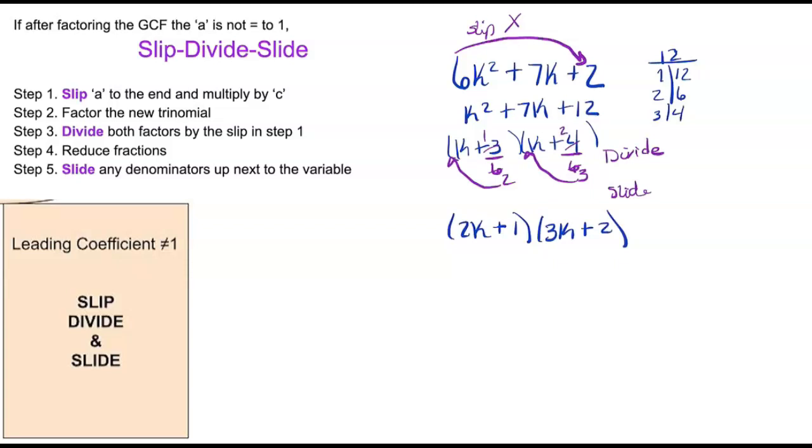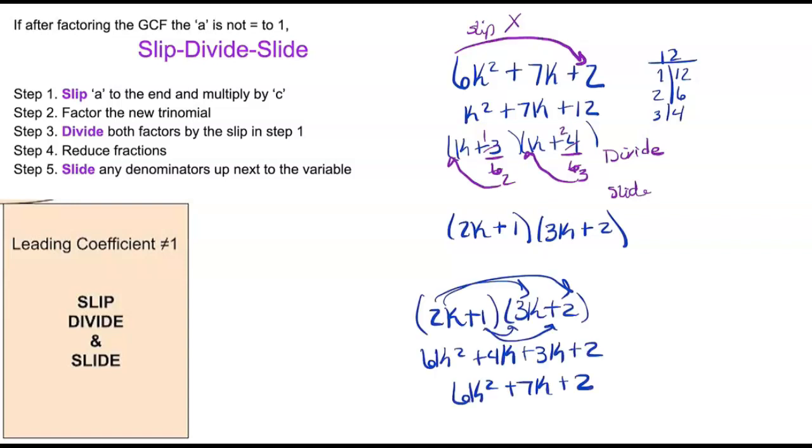Remember, we're just going to use FOIL or distribution to make sure that it does work out. Distribution proves that it does work back to 6k squared plus 7k plus 2. Therefore, I know that the factored form would be the product of 2k plus 1 and 3k plus 2. Remember, slip, divide, and slide.